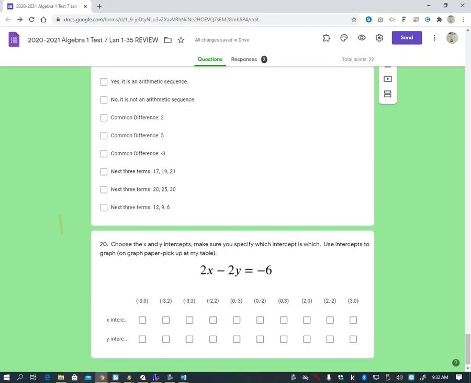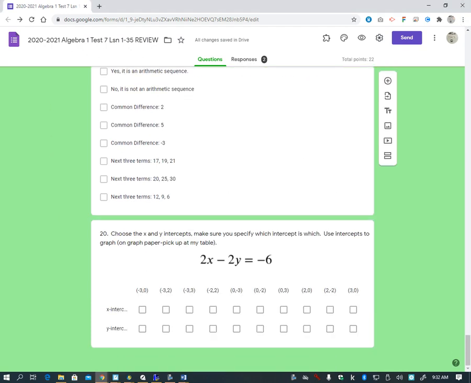Okay, 20, last question. Do we have the time? Choose the x and y intercepts. Make sure you specify which intercept is which. Use intercepts to graph on graph paper. Pick up from back there. I'll have it for you. Some of you are still doing a really terrible job at graphing. I had somebody take a retake test the other day and hand it to me. Cannot graph. All right, let's be clear here.